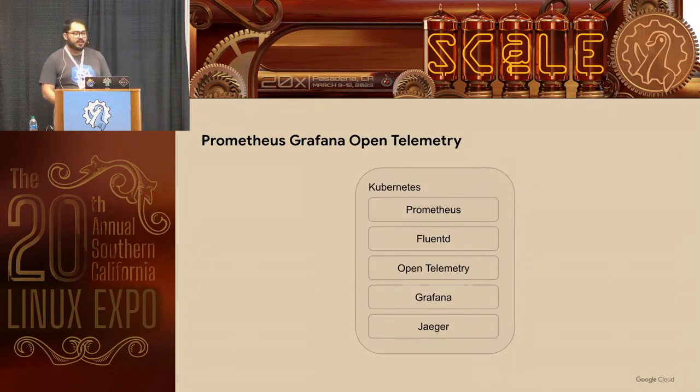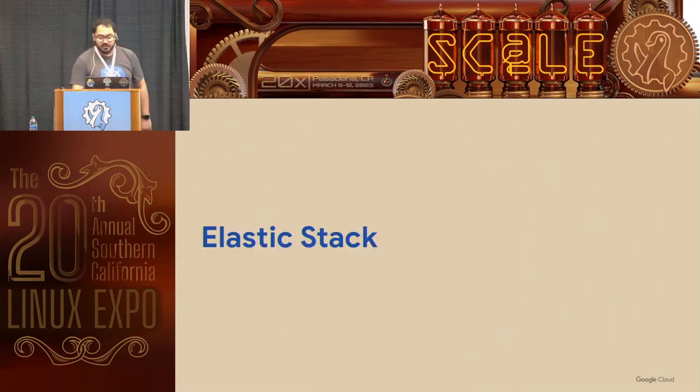You have Prometheus, Fluentd running for logs. You have OpenTelemetry collecting the traces, sending them off to Jaeger, Grafana for all the dashboard stuff. And this would be something you can probably manage fairly okay. It's not that bad. But again, managing all these different versions as things change, maintaining, and updating things can get complicated.